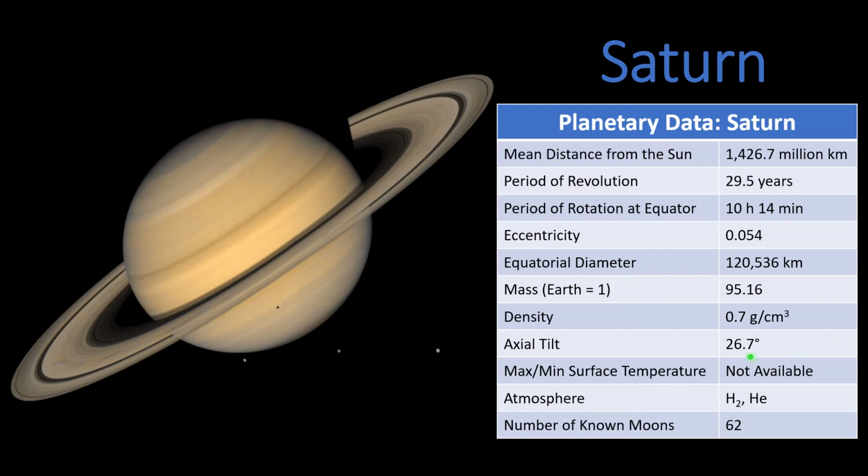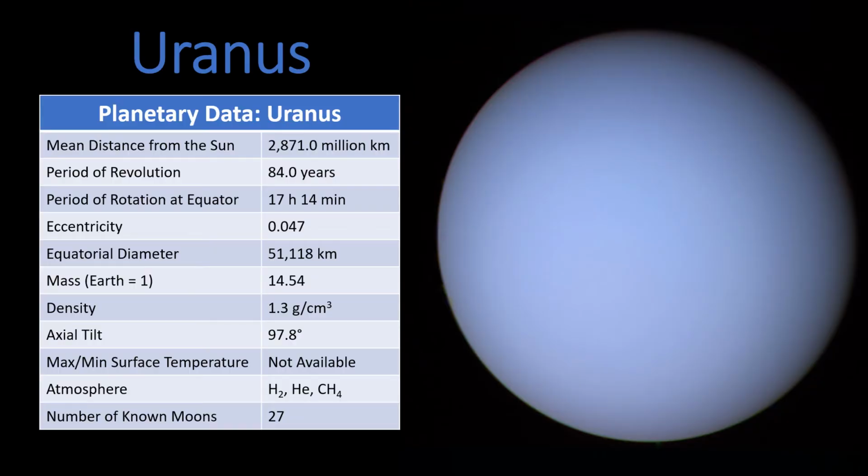It has a tilt of 26.7 degrees. And just like Jupiter, the Jovian planets do not have temperatures available because we don't know what the surface is. We've never detected one. And just like Jupiter and like the Sun, its atmosphere is mostly hydrogen and helium. There are 62 known moons orbiting Saturn.